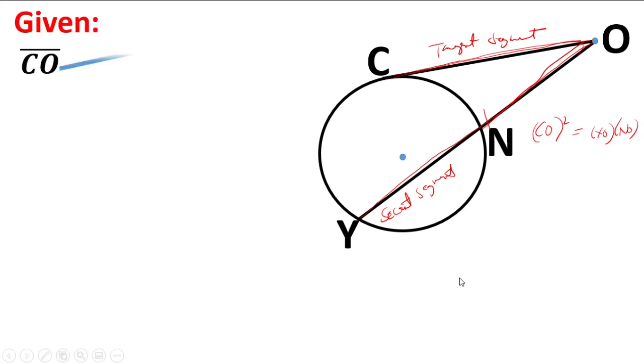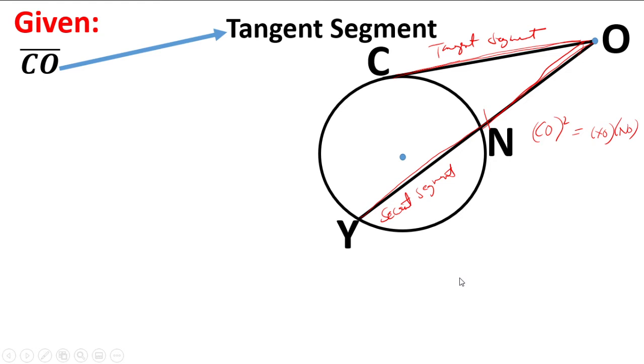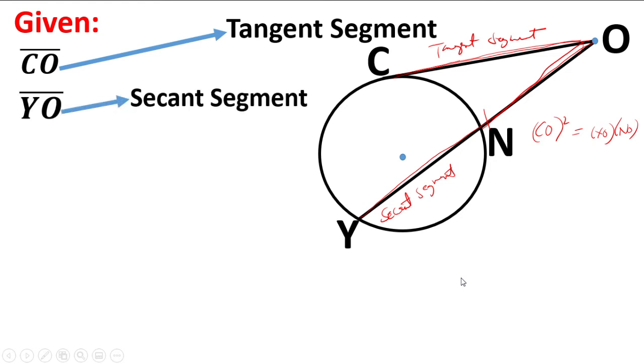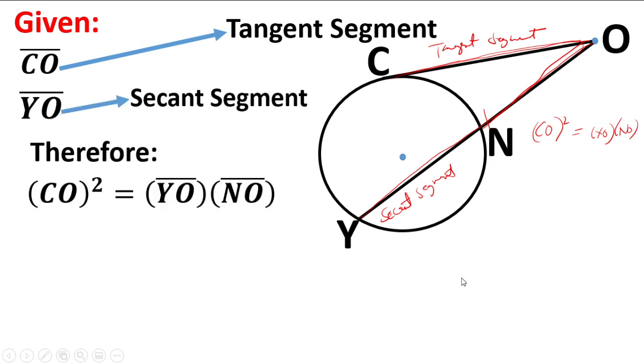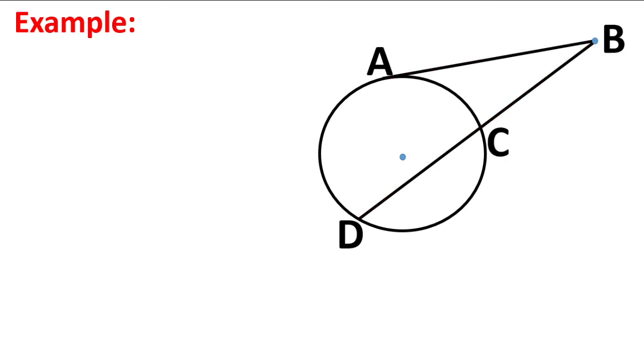So, CO is a tangent segment, YO is a secant segment, then the square of the tangent segment is equal to the product of the secant segment and its external secant segment. So, have an example. Say AB is 6, CB is 4. Let's find how long is DC. Okay? So, how long is DC?